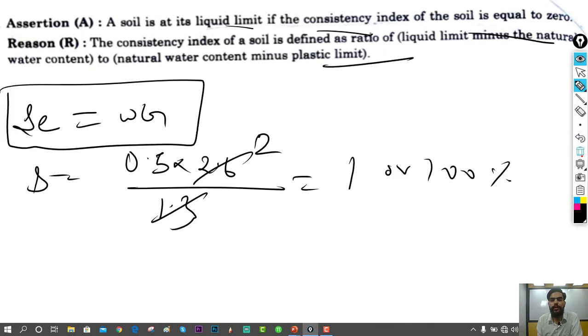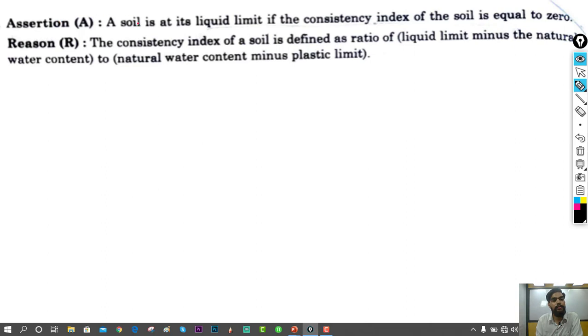So in this question, we are given an assertion: a soil is at its liquid limit if the consistency index of the soil is equal to 0. Guys, just read this statement carefully. This statement is saying that a soil is at its liquid limit if the consistency index of the soil is equal to 0. Guys, remember one thing: if we write the formula of consistency index, then what is the formula?